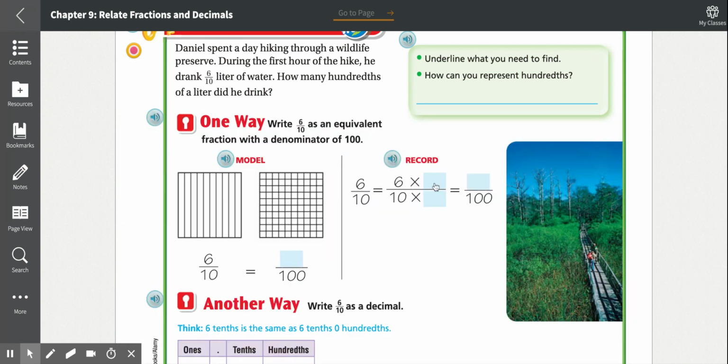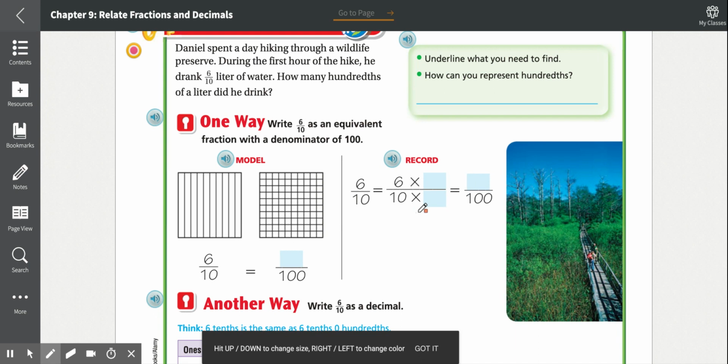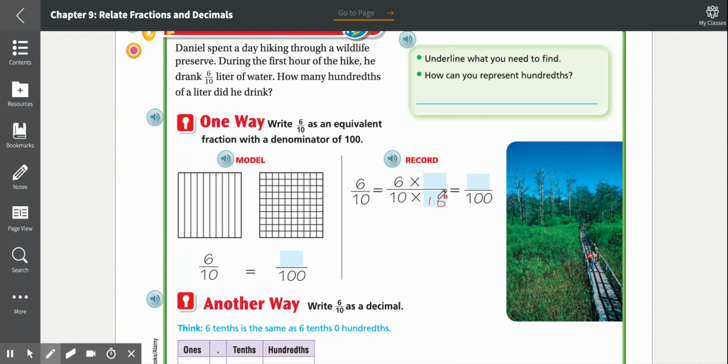Okay, so let's begin. Let's remember, how do we get an equivalent fraction? Whatever we do to the denominator, we have to do the same to the numerator. So to get from tenths to hundredths, you multiply the denominator by 10. 10 times 10 is 100. Whatever we did to the denominator, we have to do to the numerator. 6 times 10 is 60. So 6/10 is equal to 60/100.